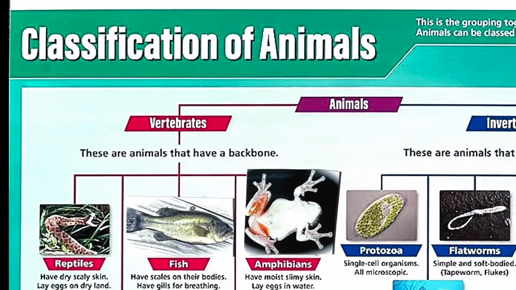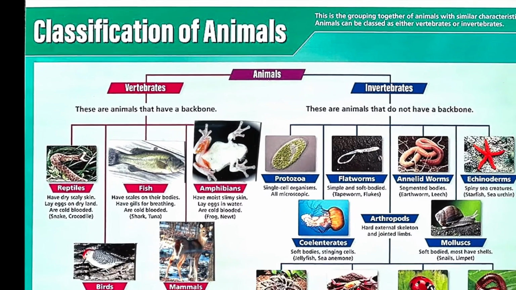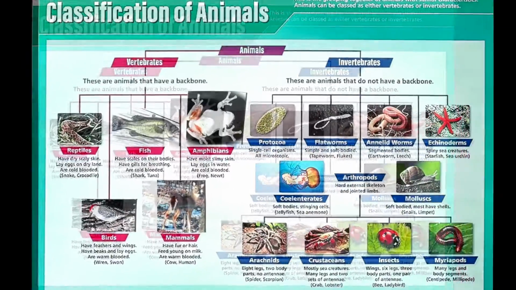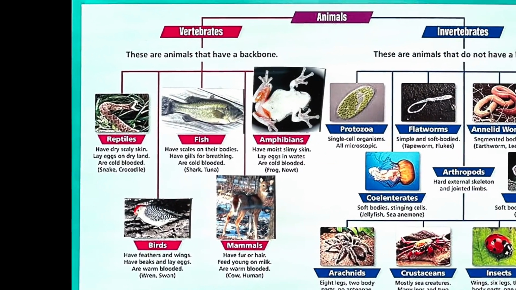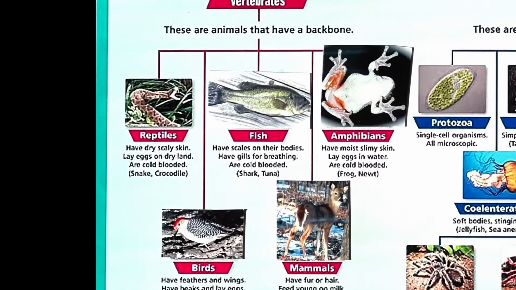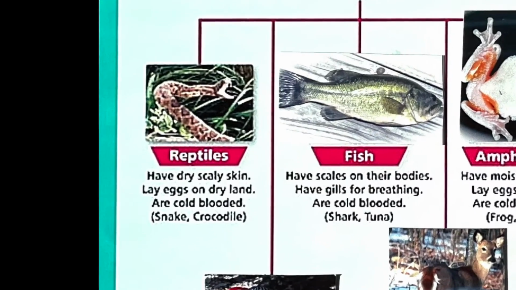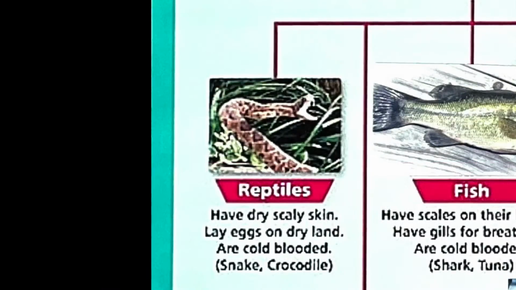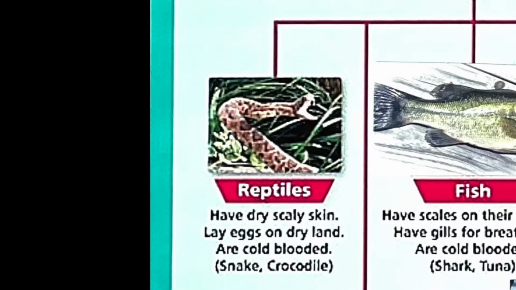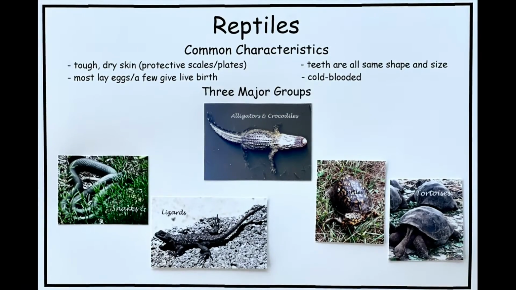Well, in the animal kingdom, you have your invertebrates and vertebrates, and of course, lizards, having a backbone, are vertebrates. In that group, there are several major groups, including reptiles, which of course is where lizards live. And they have dry, scaly skin, they lay eggs on dry land, and they're cold-blooded.